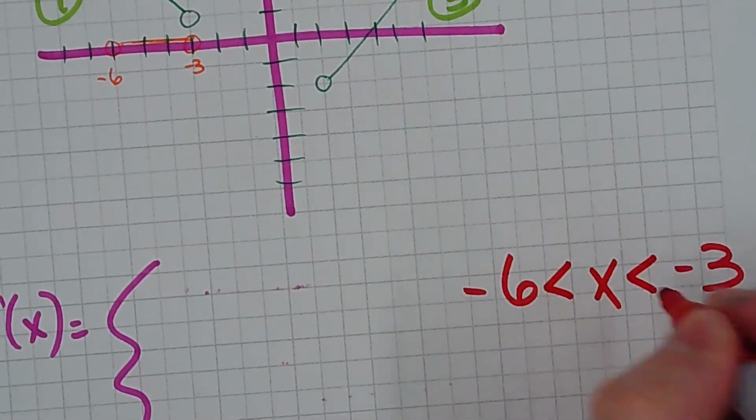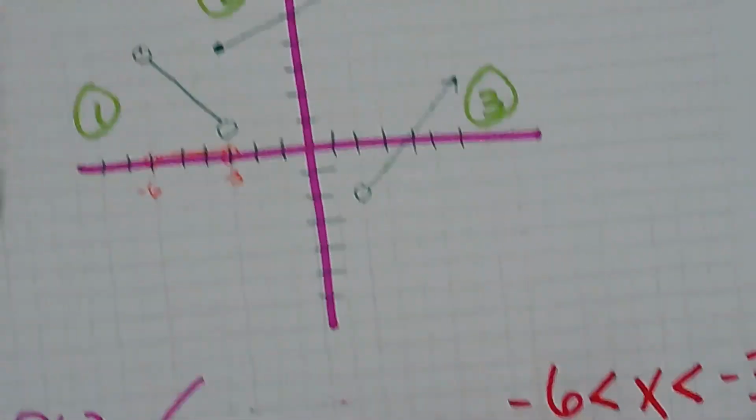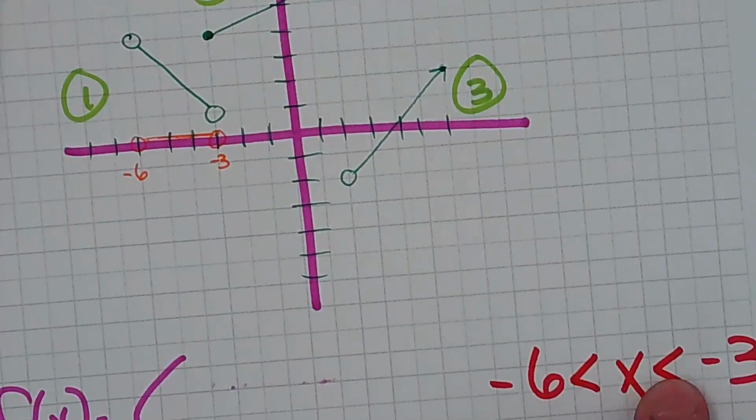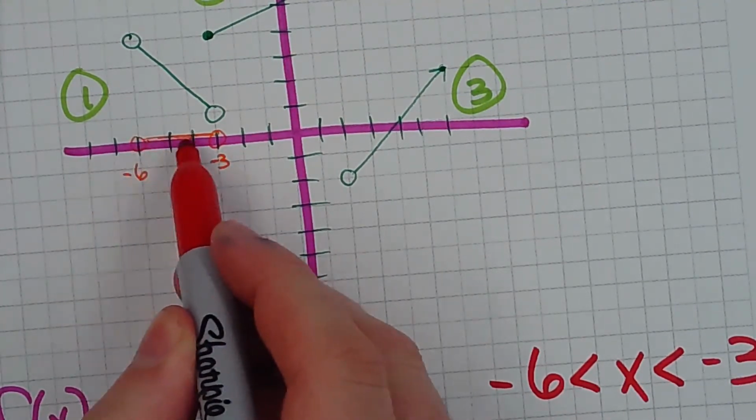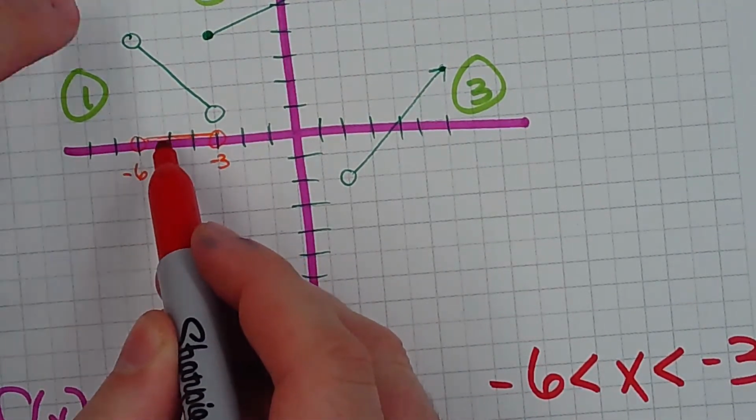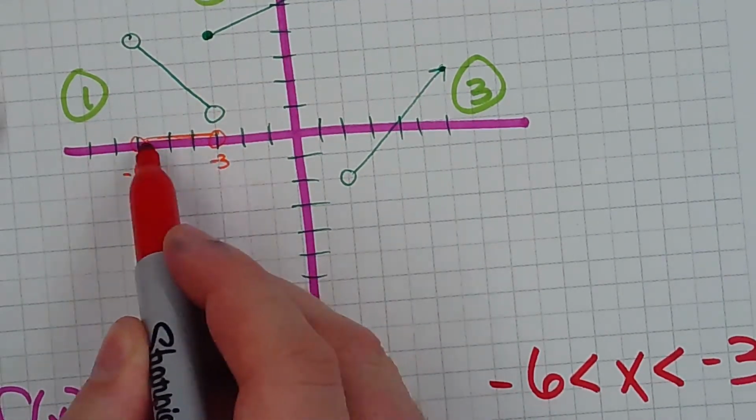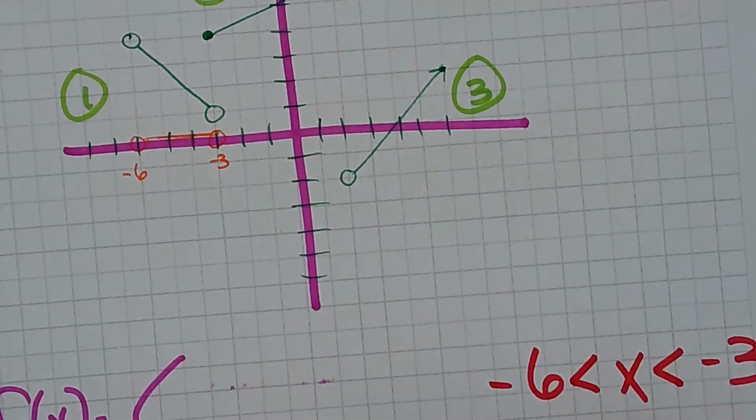And I write my little less than signs. This says x is greater than -6. Here's -6. Greater than is to the right. And x is to the left of or less than -3. Here's -3. To the left is that way. So that perfectly outlines this little area that this line segment takes place in, right? So that's the domain restriction for this one. It's between -6 and -3.